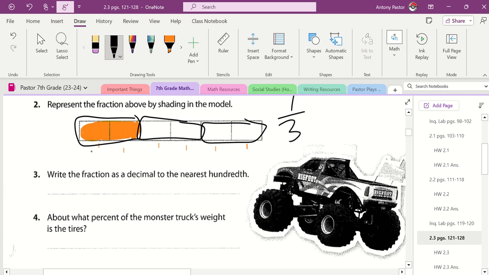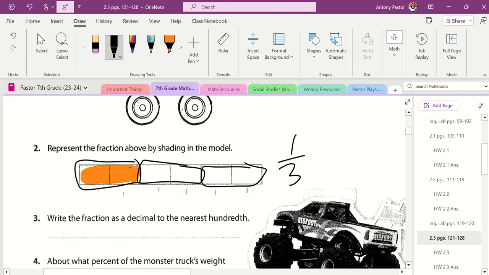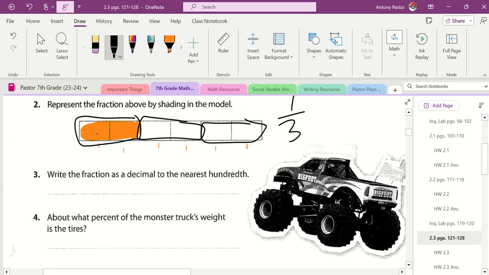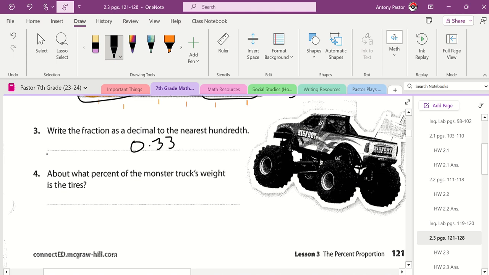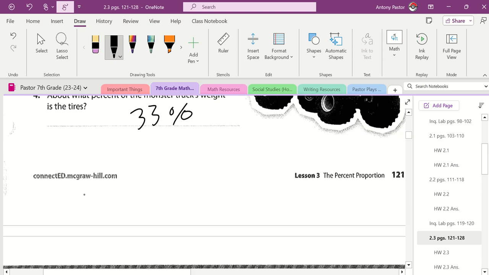Write the fraction as a decimal to the nearest hundredth. 1/3 or 2/6 would be 33.3%. As a decimal, it is 0.33. Write about what percent of the monster truck's weight is the tires. 33% of the truck's weight is made up of the tires, or 1/3.